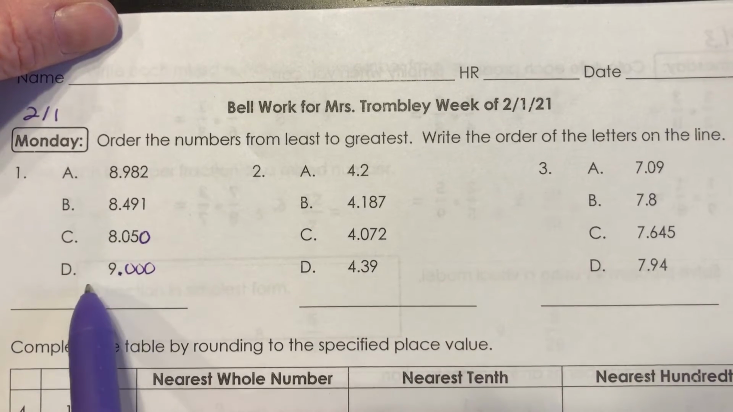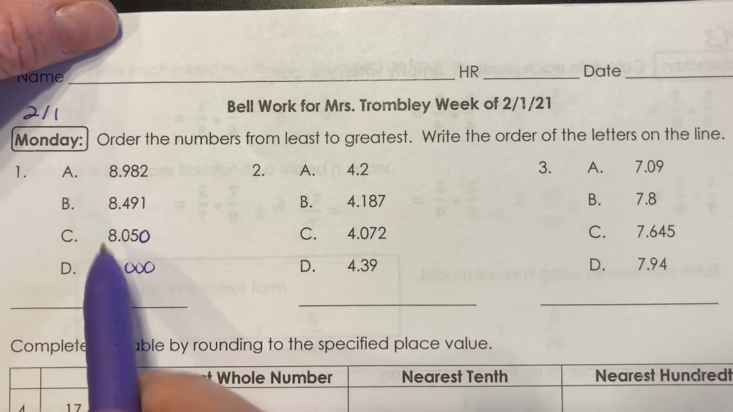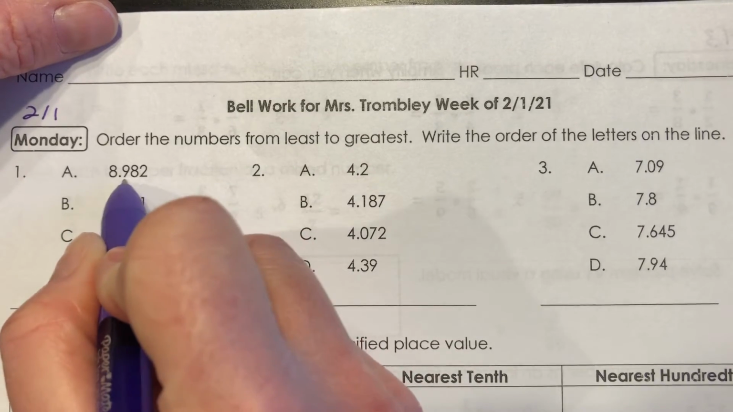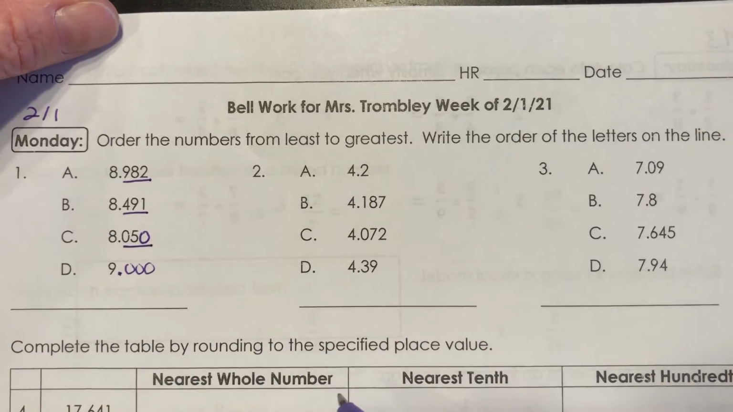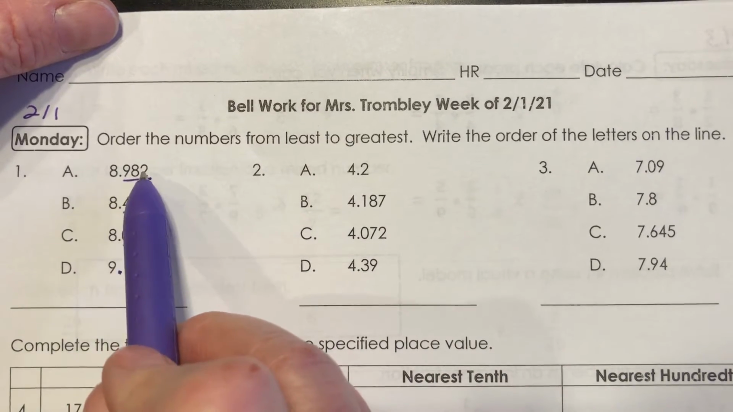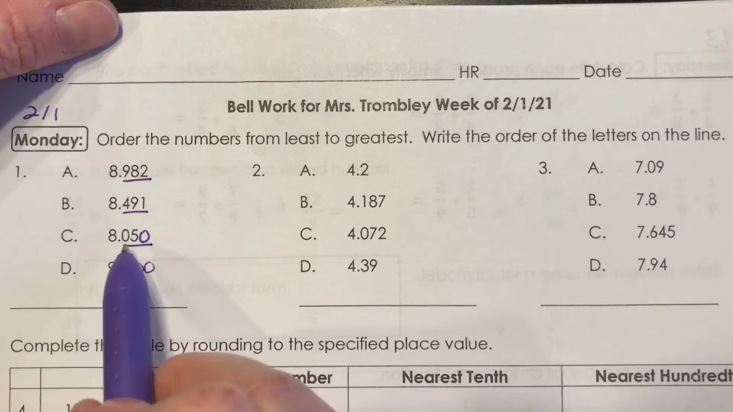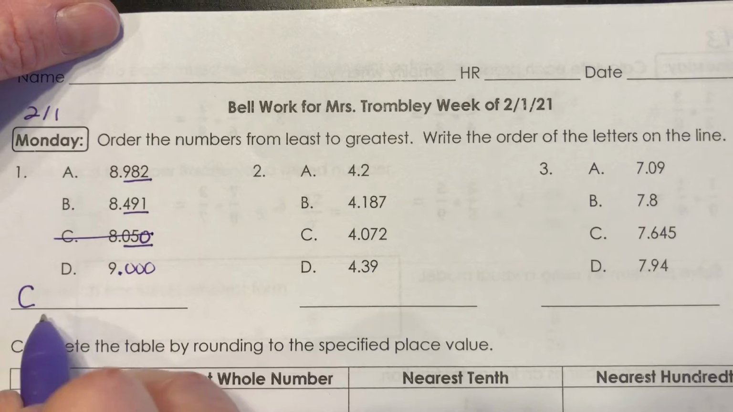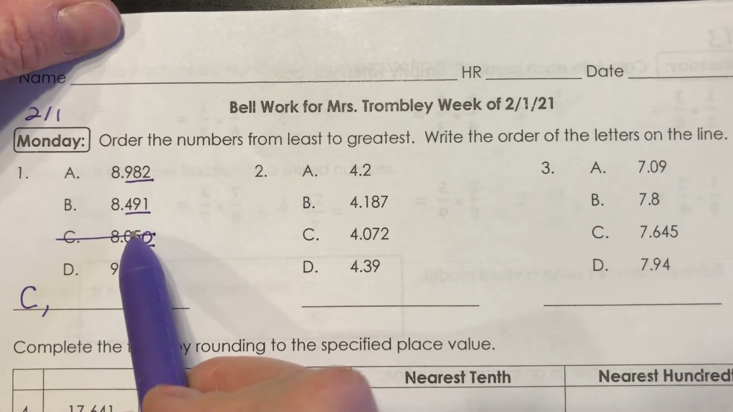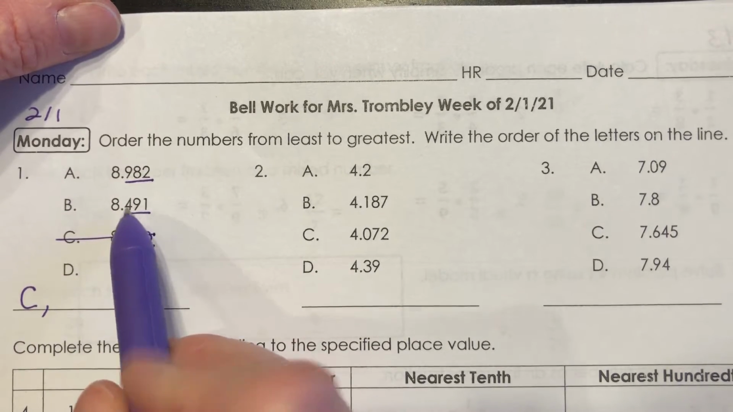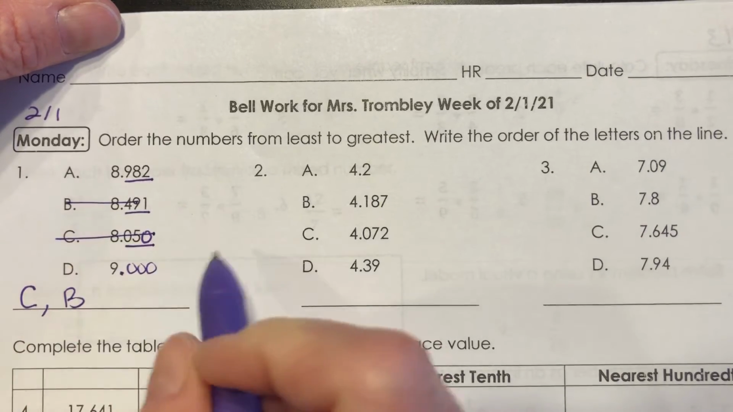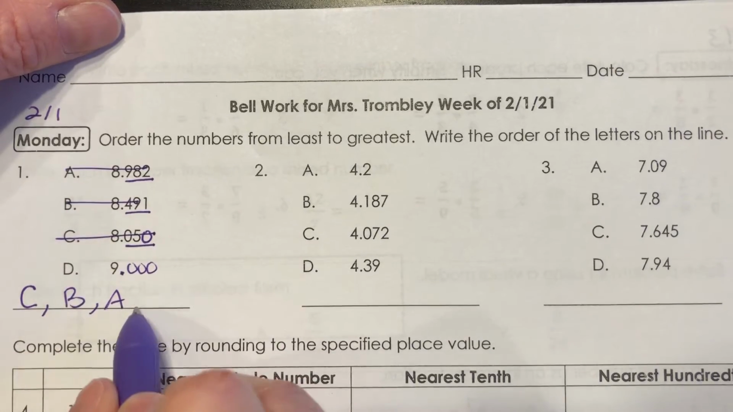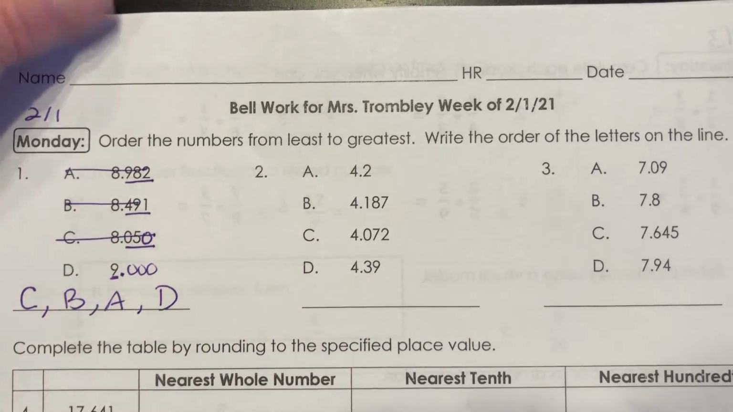And so right now I know that this 9 is going to be last because the ones place is higher than all the rest. So I'm going to look at the rest of these, 8, 8, and 8. So now let's look at how many thousandths we have. So here I have 982, 491, and 50. 8 and 50 thousandths is going to be the lowest, so I'm going to write the letter C here, cross it off. All right, the next lowest in comparison would be the 491 thousandths. And then next, the 982 thousandths. And last is going to be D because that ones place is higher than all the rest.